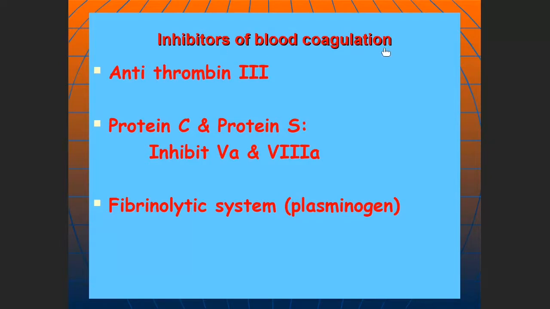Inhibitors of blood coagulation, the natural inhibitors of blood coagulation. These are antithrombin 3, which inhibits thrombin. We have protein C and protein S. They work together to inhibit activated factor 5 and activated factor 8. A means activated. Okay? Va means activated factor 5, and VIIIa means activated factor 8. The fibrinolytic system is also involved in inhibition of the spread of the fibrin clot.